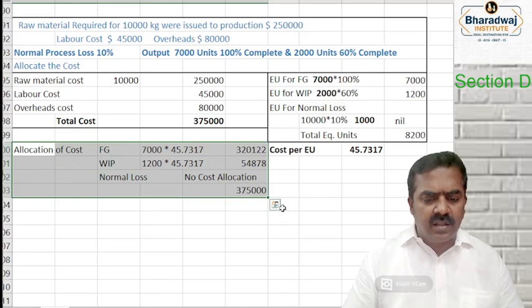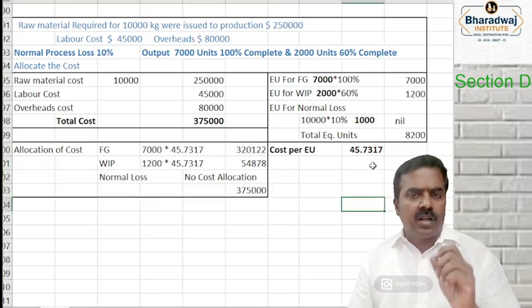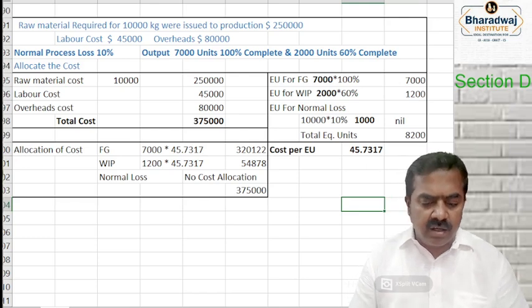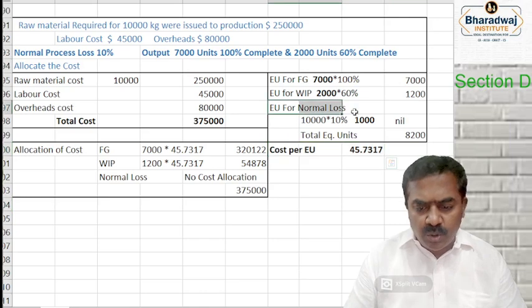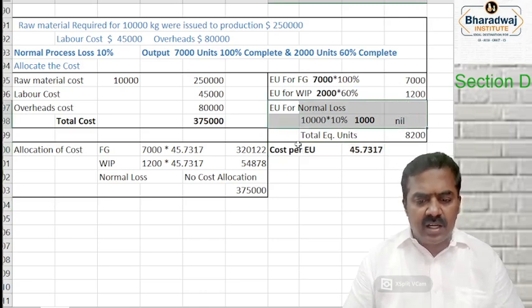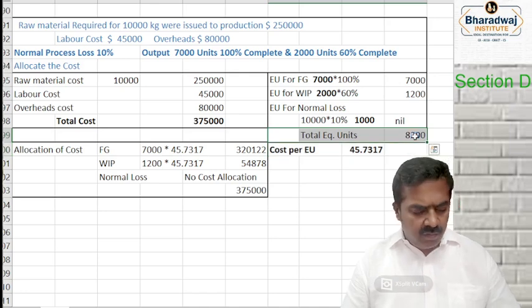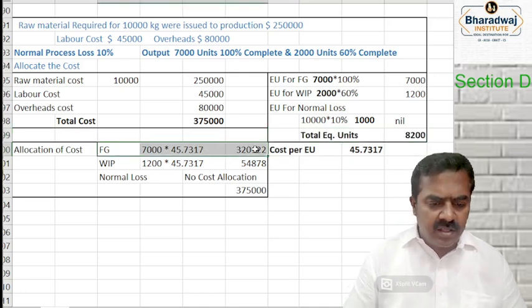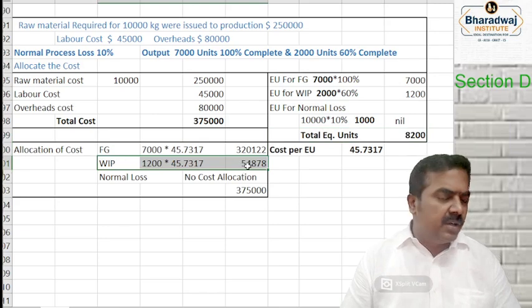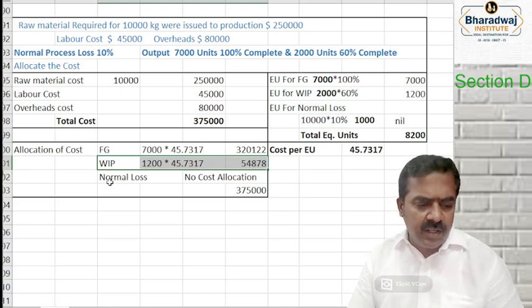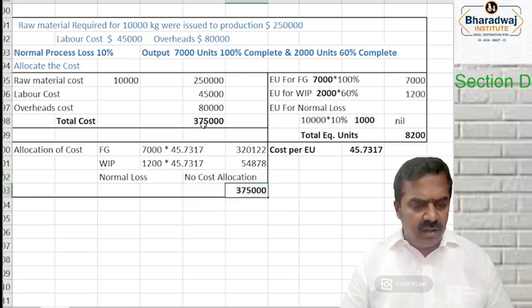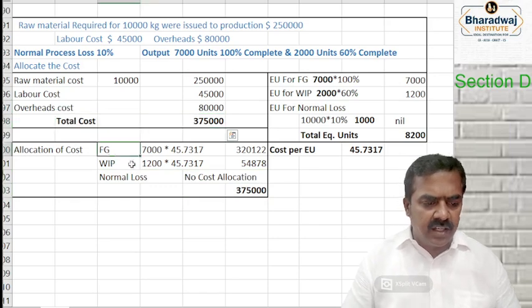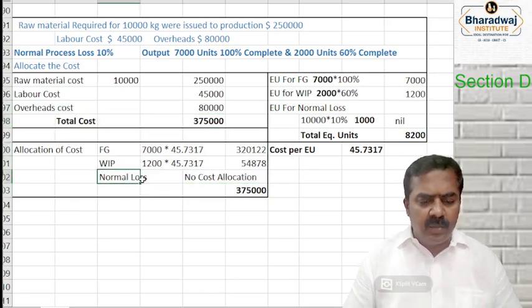So what is the extra thing we learned in this? If there is a normal loss, no cost is assigned because it is unavoidable. We work out equivalent units, and based on that, we assign the cost for finished goods and WIP. Normal loss, no cost allocation. You can find this 3,75,000 is allocated between finished goods and WIP inventory.